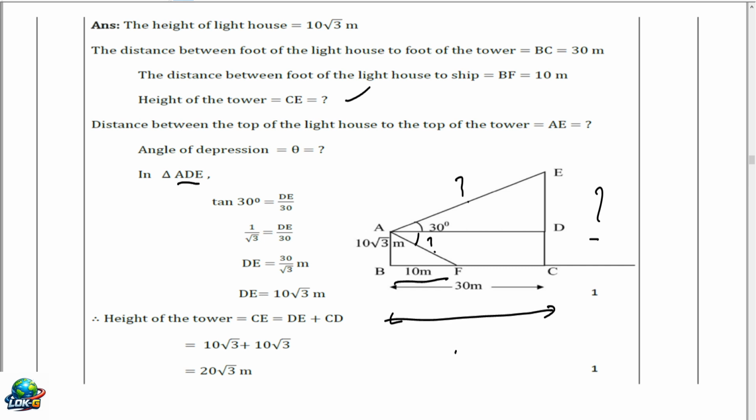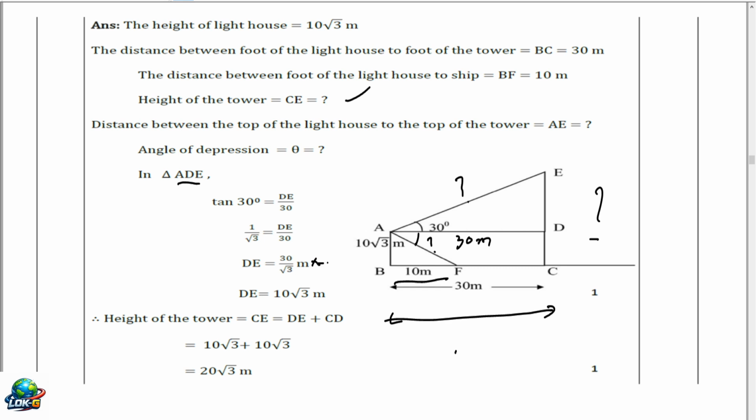You start. In right angle triangle ADE, AD, when this is 30 meter, what will this be? This will also be 30 meter because they are parallel. Tan 30 is equal to opposite upon adjacent, DE upon AD. What is the AD length? 30 meter. What is tan 30? 1 by root 3. Therefore, DE becomes what? 30 by root 3 meter.